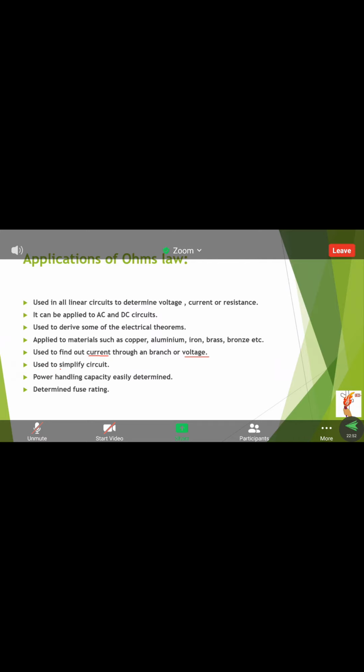Next, to simplify circuits. In some cases, the network is very zigzag. A number of loops and elements will be there, so the calculation is difficult. Previously, I drew only 3 elements, and there we got 3 currents, I1, I2, I3. But if the number of branches increases, then the number of currents also increases. Then our calculation becomes complicated. Because of that reason, we simplify a circuit to an equivalent.